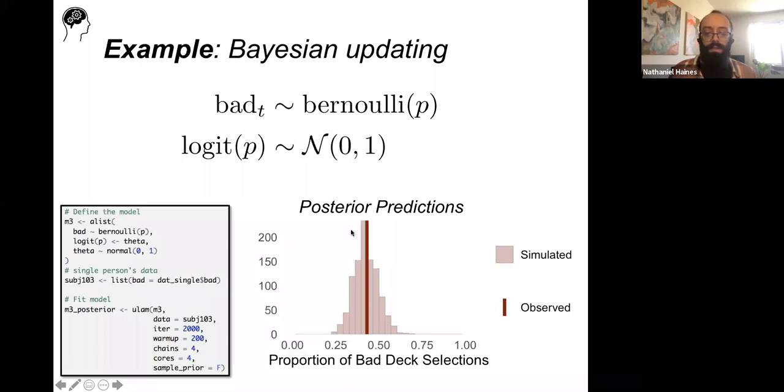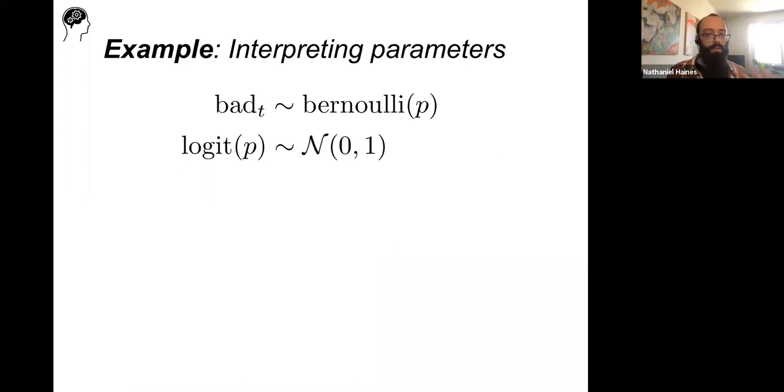This is how I usually go through my analyses: looking at what the model predicts before and what it predicts after. We've learned something about this participant, and now we might want to interpret the parameters of the model in some way. The whole idea here was to estimate that P, the probability of making bad deck selections, and then see if that's different across people.